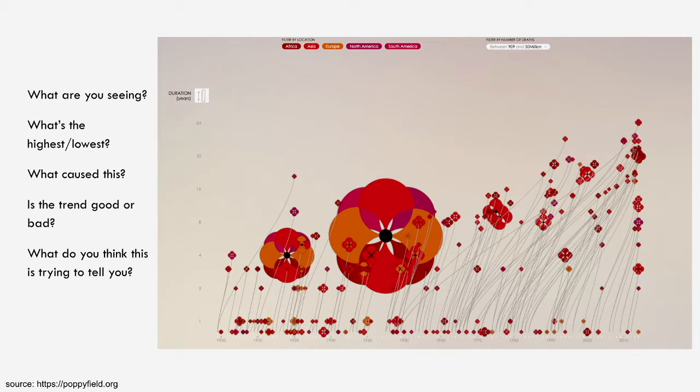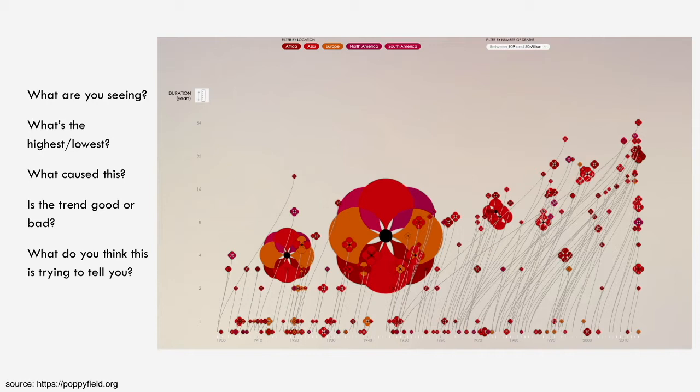And this shows major wars and the breakdown of deaths by continent in the last century and a bit. And you can see the two very large poppies there are obviously World Wars I and II, the most destructive conflicts in human history. And then there's a large component of smaller wars since then.